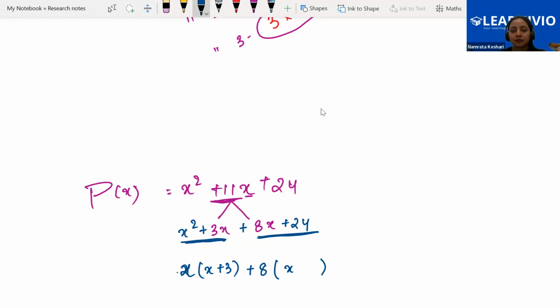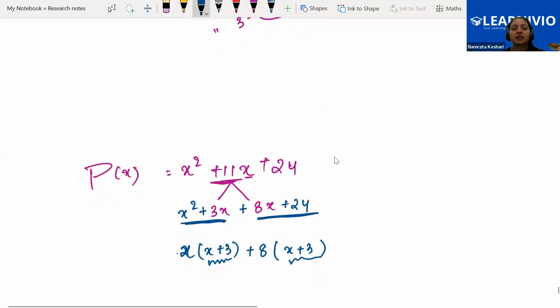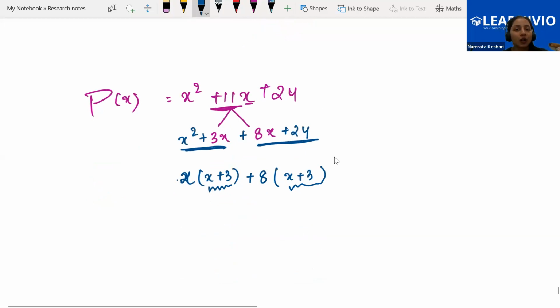X plus 3. When both the brackets are exactly the same, then we will be assured that yes, we are on the right track. If both the brackets are not coming out the same, that means maybe the sign you have used is incorrect. Somewhere something is incorrect if this bracket and this bracket are not exactly the same. Exactly means exactly the sign: x plus 3 and x plus 3. Okay. Now again we will take out common factor.